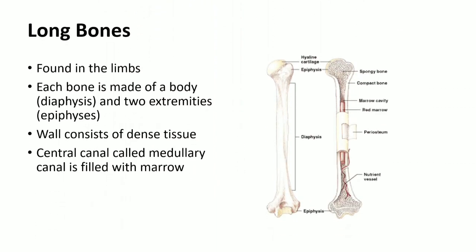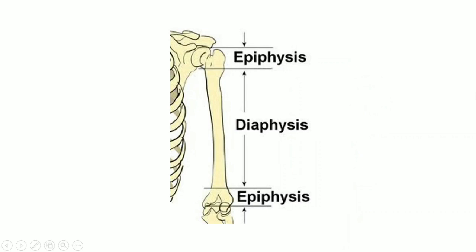Long bones are usually found in your limbs. Each bone is made up of a body and two extremities. The body portion is called the diaphysis, whereas the two extremities, or the side parts of the bone, are called the epiphysis. The wall of these bones is usually dense tissue, and the central canal is the medullary canal, which is filled with the marrow. Over here you can see the diaphysis and the two extremities, that is, the epiphysis.